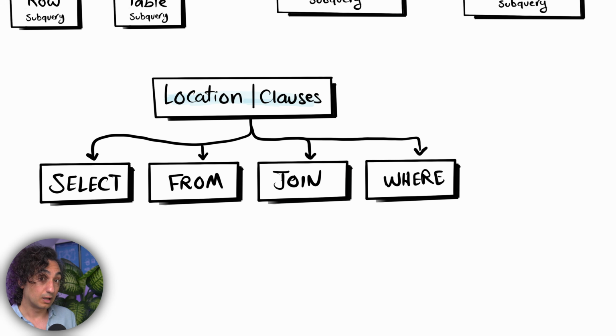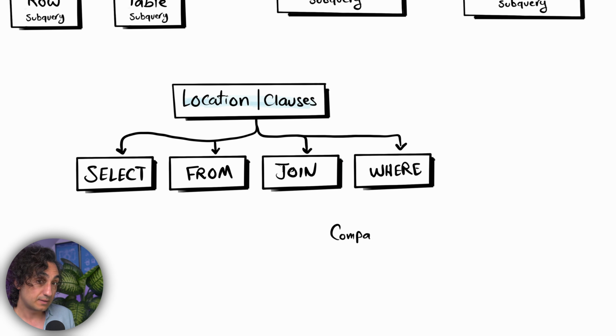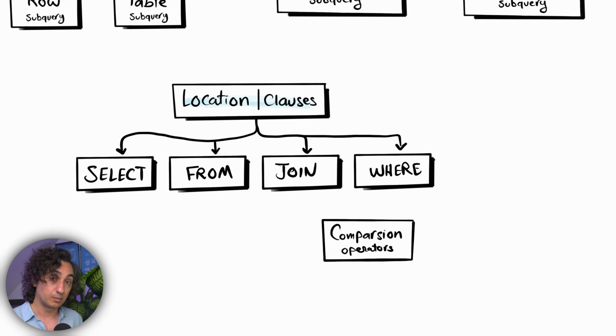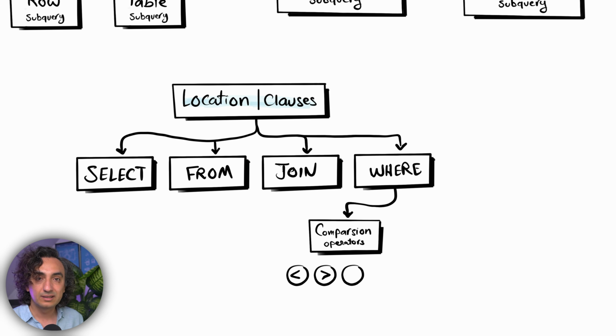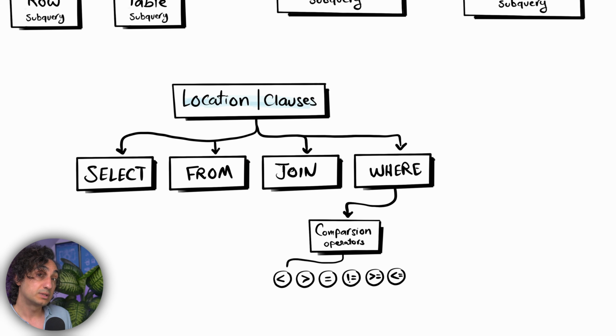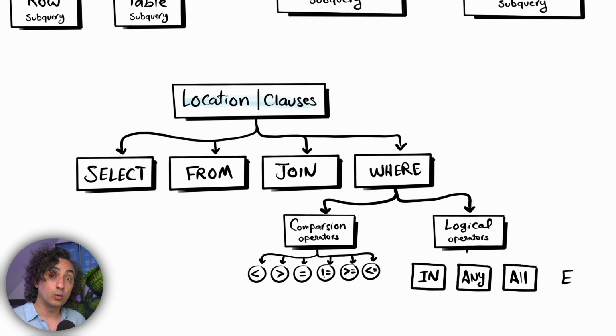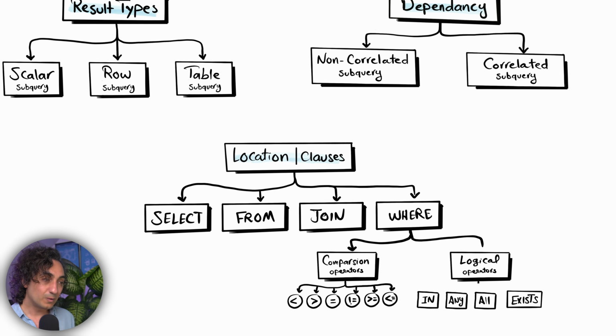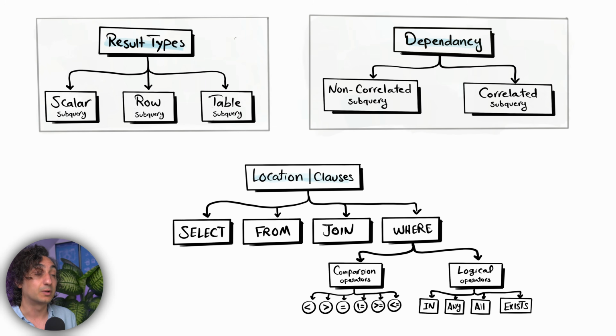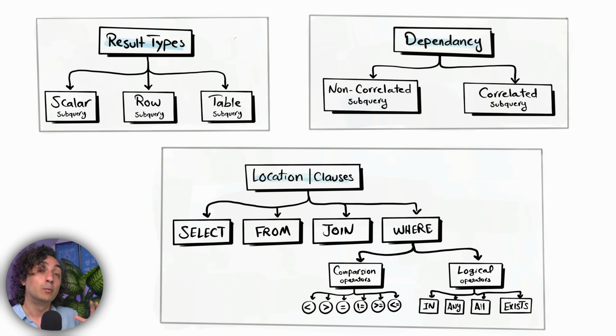And in the where clause, as we learned, there are two different sets of operators. We can use the subquery together with the comparison operators, the less, greater, equal, and so on, or we can use it with the logical operators like in, any, all, and exists. So those are the different types and categories for the subqueries, and we're now going to deep dive into all of them. Let's start with the easiest category, the result types of the subqueries.